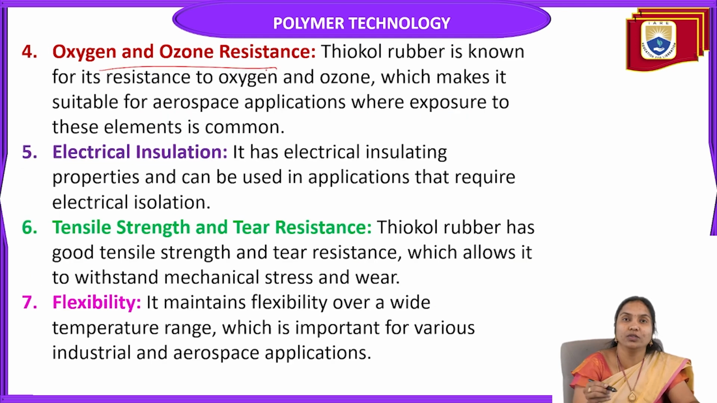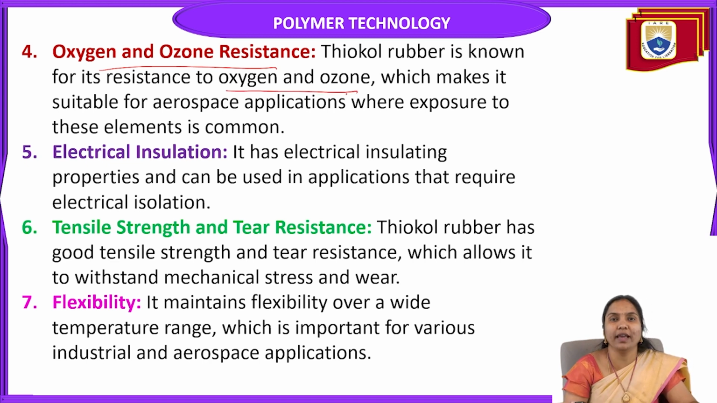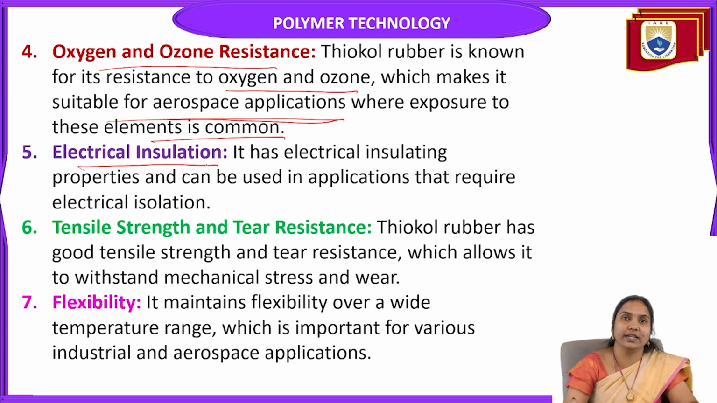And oxygen and ozone resistance. Thiokol rubber is known for its resistance to oxygen and ozone, which makes it suitable for aerospace applications where exposure to these elements is common. Next, electrical insulation. It has electrical insulating properties and can be used in applications that require electrical insulation. It acts as a good electrical insulator.